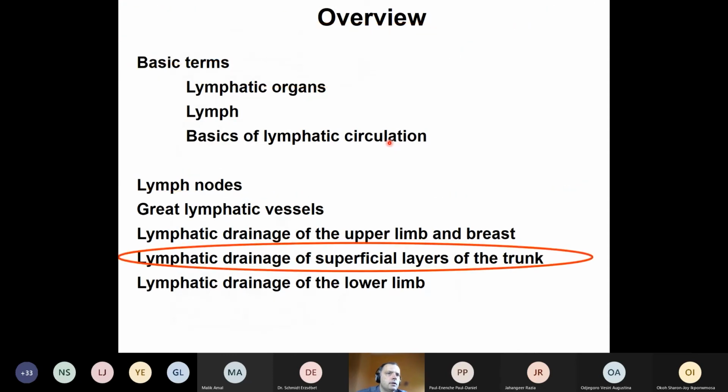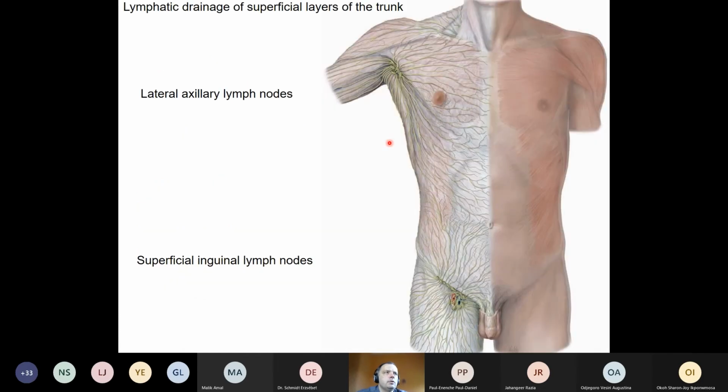After the lymphatic drainage of the breast, I would like to show you a slide about the lymphatic drainage of the trunk. This is quite simple. Here you can see the border around the belly button. So above this border, if you follow the course of these lymph vessels, they drain into the axillary group, into the superficial or lateral axillary lymph nodes.